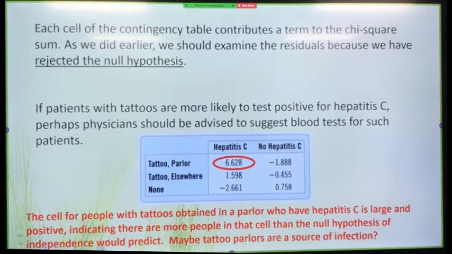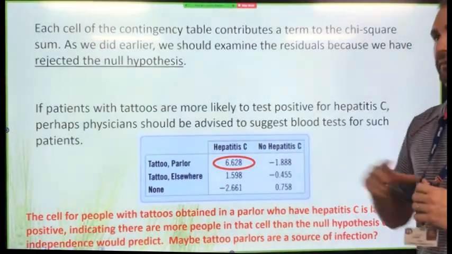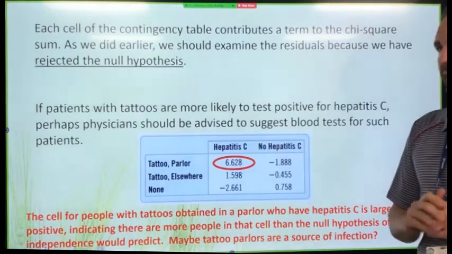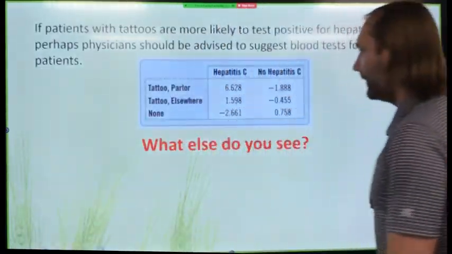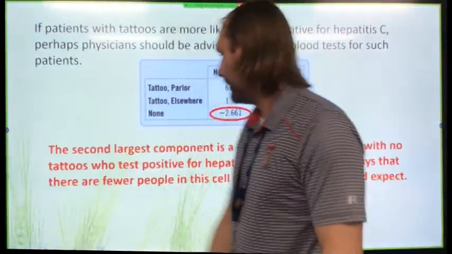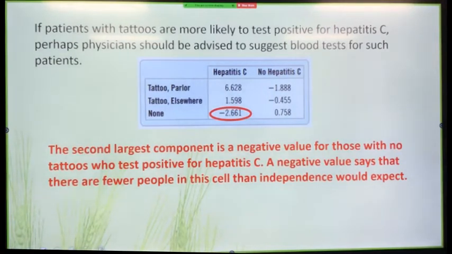Maybe. Again, we don't ever find causality. But, or maybe just people who get tattoos are more likely to be risk takers, and risk takers could be more likely to get hepatitis C. Point is, I found something here. Might want to investigate further. Likewise, I see that the second largest component is a negative component. Those with no tattoos who test positive for hepatitis C, the negative value says that there are fewer people in this cell than independence would expect.